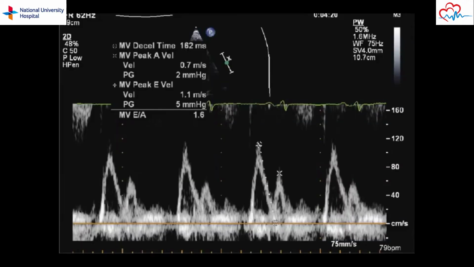Pulsed wave Doppler can be used to determine mitral and tricuspid inflow velocities. The E/A ratio is shown here, which is used to determine grades of LV diastolic dysfunction.